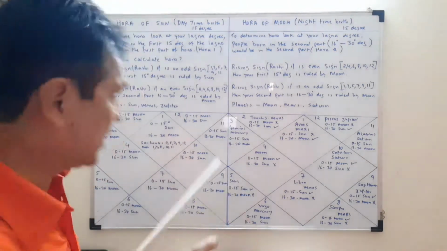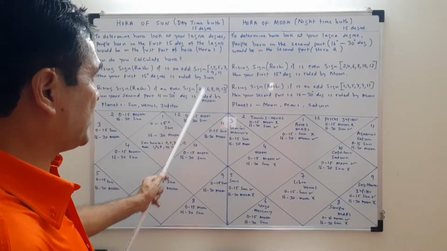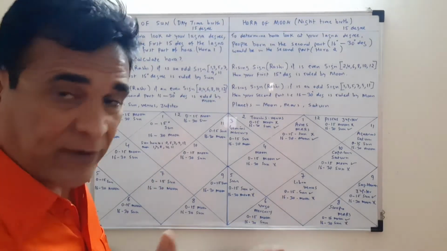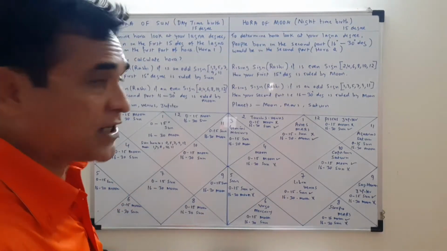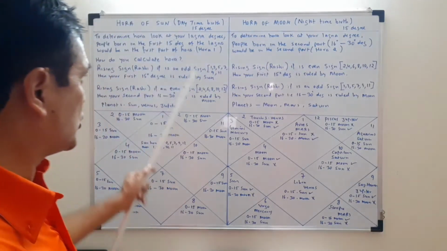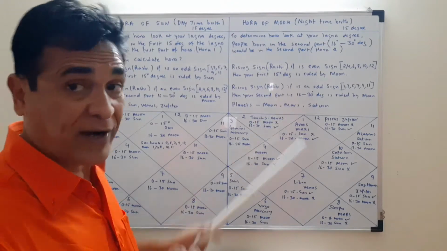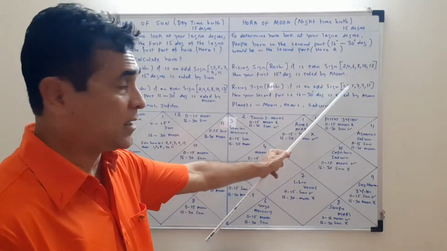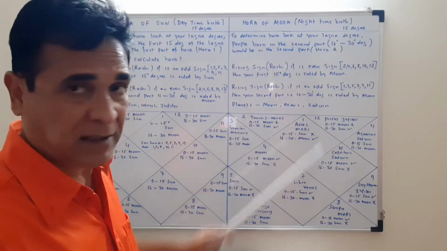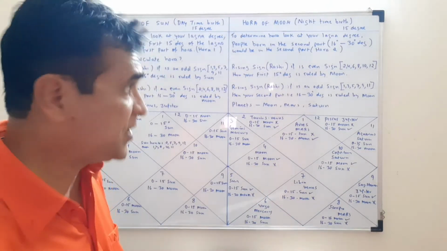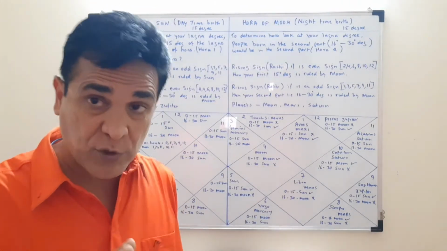Next statement. Rising sign, that's Lagna again. If it is in an even sign, first I told you odd, now it is even, 2, 4, 6, 8, 10, 12, then your second part, that is 16 to 30 degrees, is ruled by Sun. So here it was Sun, here it is Moon. Go to the other side. If your rising sign is an odd sign, then your second part, that is 16 to 30 degrees, would be ruled by Moon. Okay. Now don't get confused, I'll explain to you.